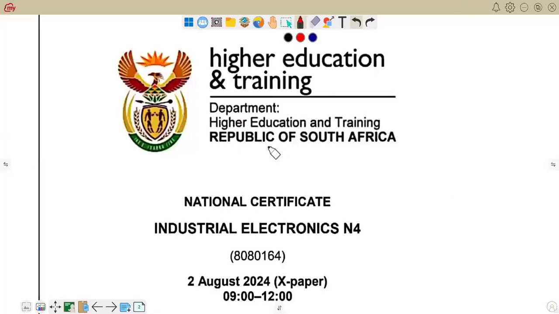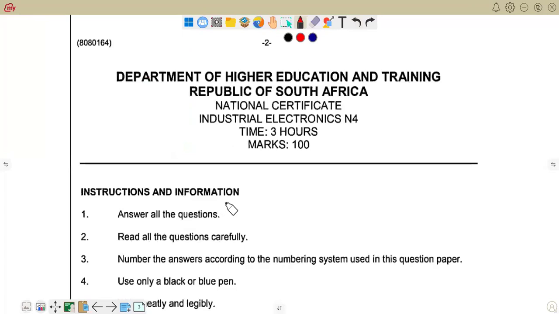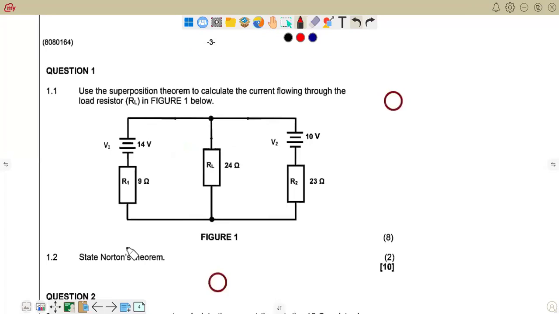Okay, so this is the revision of the industrial electronics paper written August 2024. So I just want us to quickly revise it. I will skip the instructions here for the sake of time, but I do advise you, when you are in the exam, to go through the instructions. It's very important. So I'll go straight into questions.